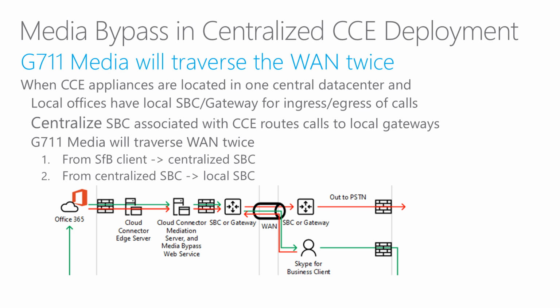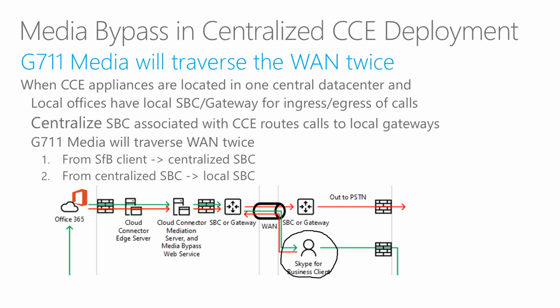Media bypass in a centralized CCE deployment. You'll need to consider that in this type of deployment, G711 media will traverse the WAN twice. We have Cloud Connector appliances located in one central data center, with local offices having local SBC or PSTN gateways for ingress and egress of calls. The centralized SBC associated with the Cloud Connector routes the calls to the local gateways. In this type of deployment, the G711 media traffic for the media bypass client will traverse the WAN two times.